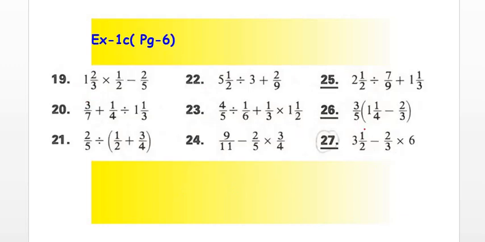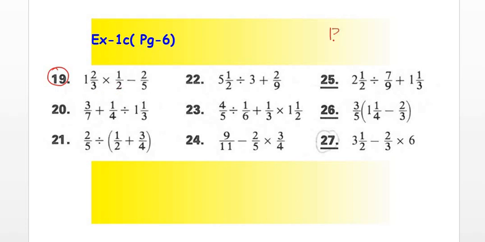These are all the questions from exercise 1c, 19 to 27. Now clearly you can see in each question we have different operations. For example, if I go with question number 19, we have multiplication and subtraction, both operations in one question. So what is the operation that we have to do first?